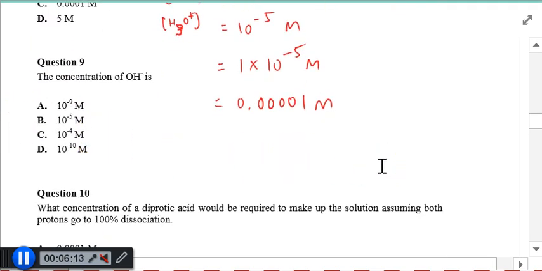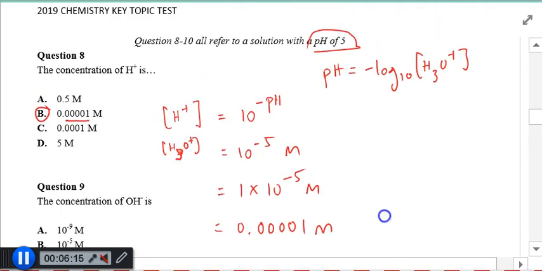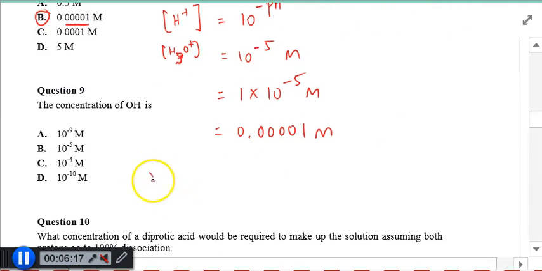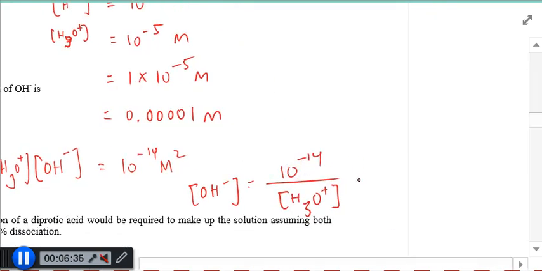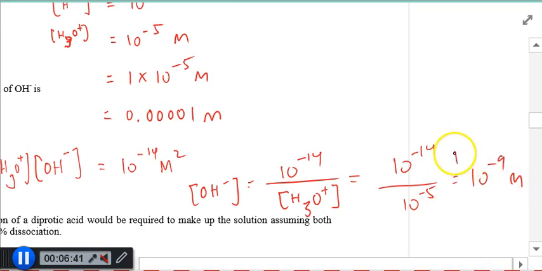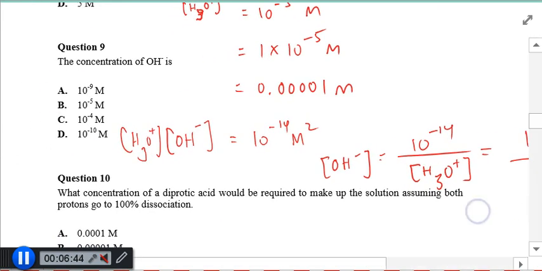Concentration of OH minus is, and this is for the same question. So if we want to work out the concentration of hydroxide, we use this equation here, the self-ionization constant equation. So concentration of hydroxide is 10 power negative 14 divided by the concentration of the hydronium ions. So that's 10 negative 5. That would be 10 negative 9 molar. So 1 times 10 to the negative 9 molar.